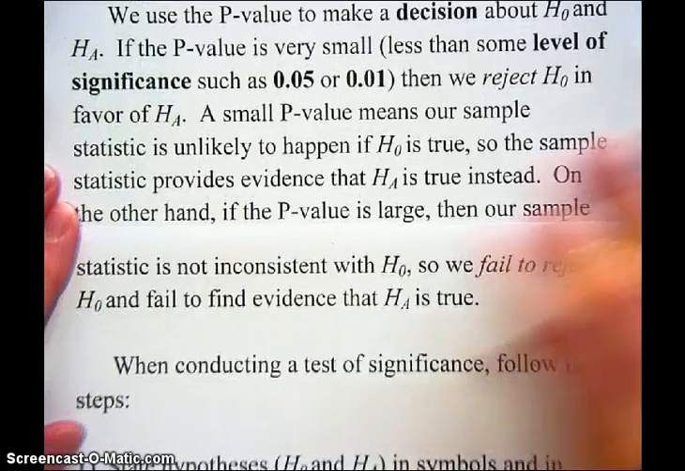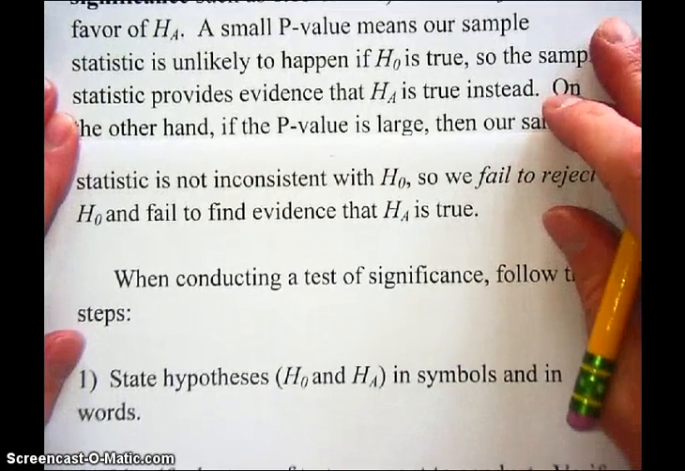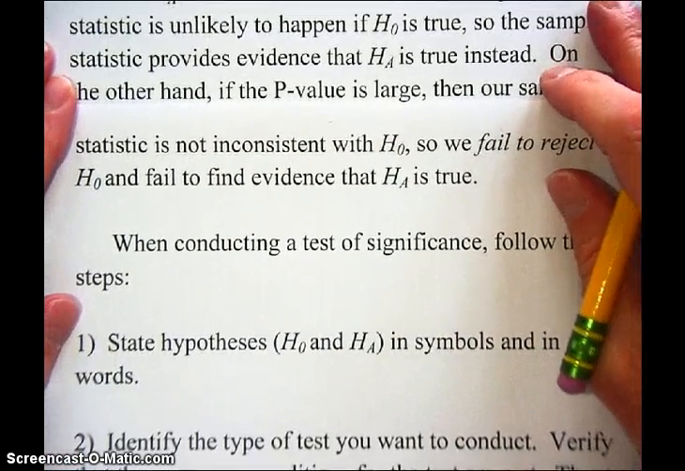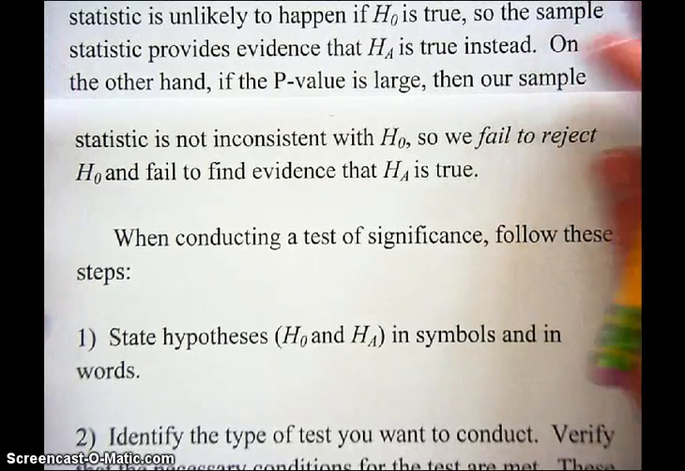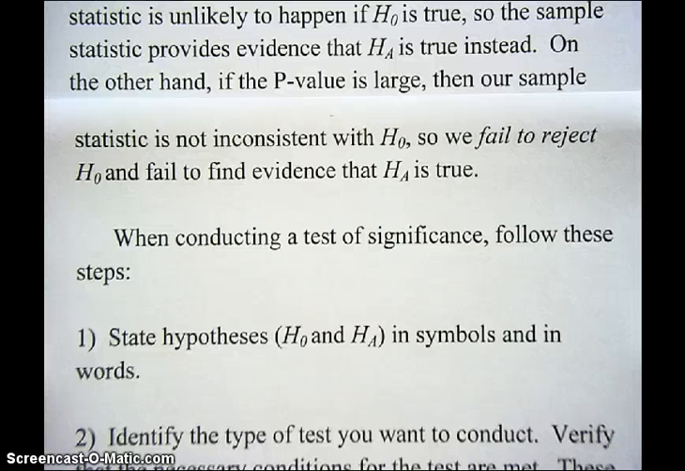So we have to make a decision between these two hypotheses. The null hypothesis is our working assumption, and if we find that our sample results would be very, very rare if the null hypothesis is true, then we reject the null hypothesis in favor of the other. We find evidence that the alternative is true.